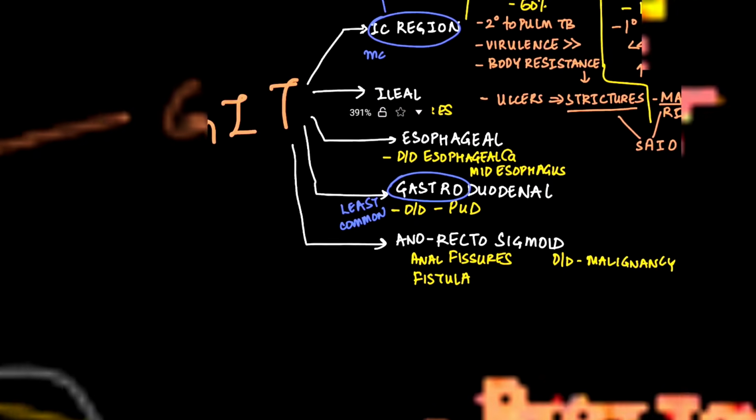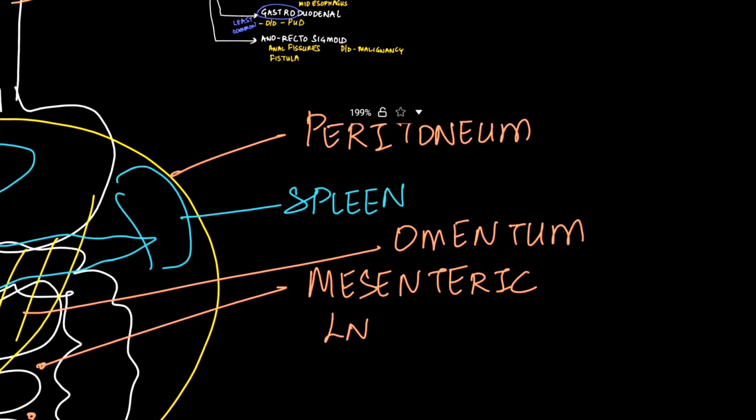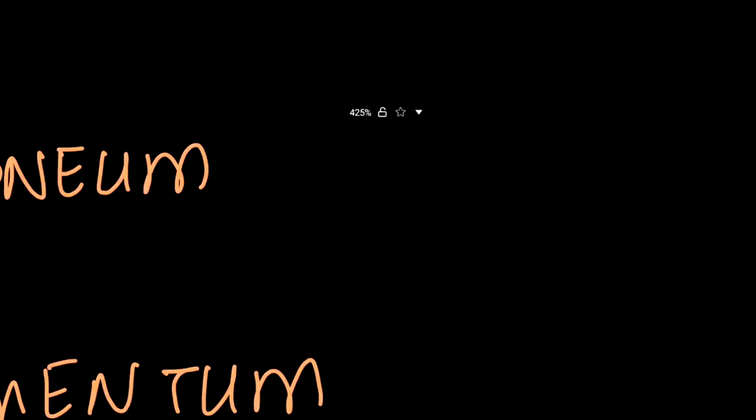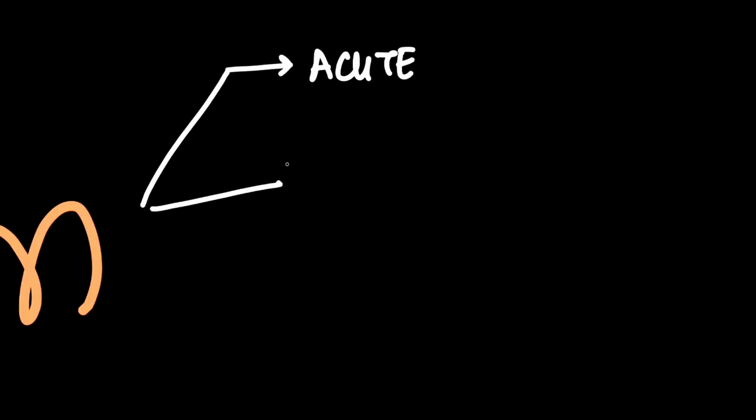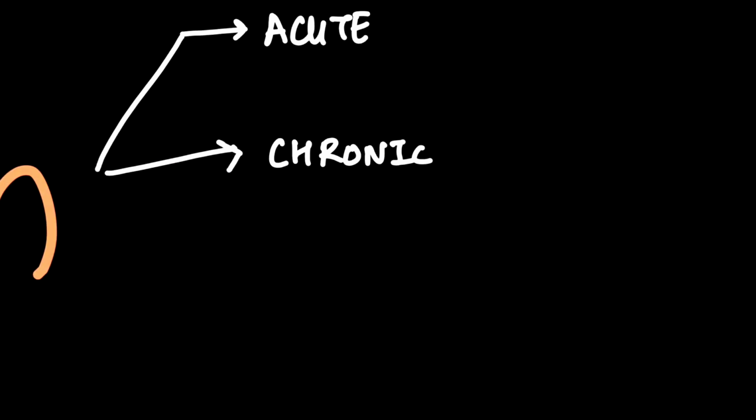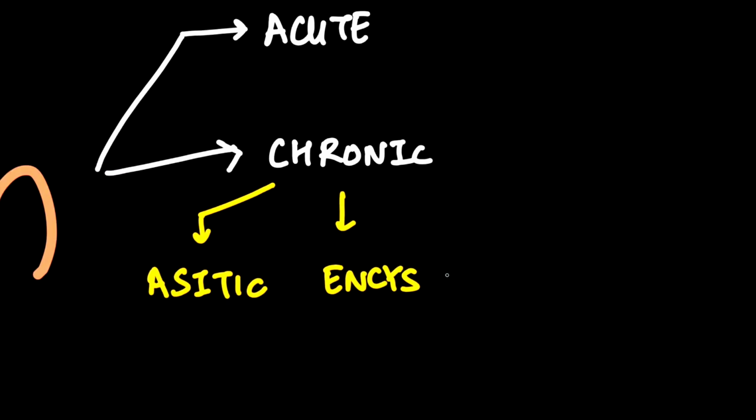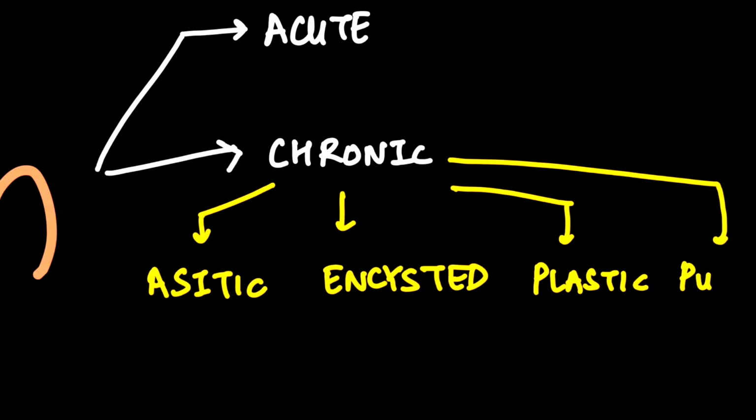So next, moving on to peritoneal tuberculosis. The peritoneal tuberculosis types are acute and chronic, which is further divided into ascitic, encysted, plastic, and purulent.